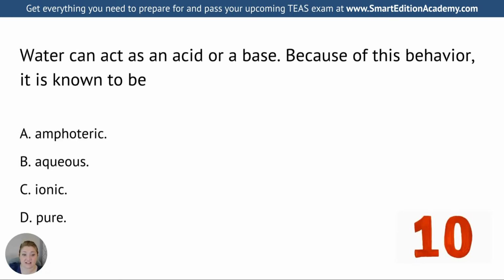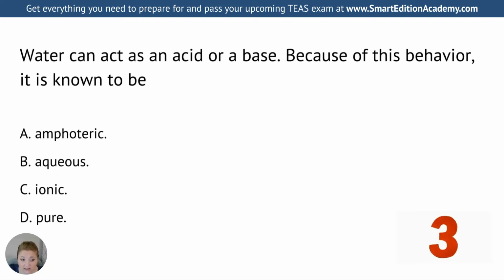All right, here's our next question. Water can act as an acid or a base, and because of this behavior, it is known to be, and your answer choices: amphoteric, aqueous, ionic, or pure.